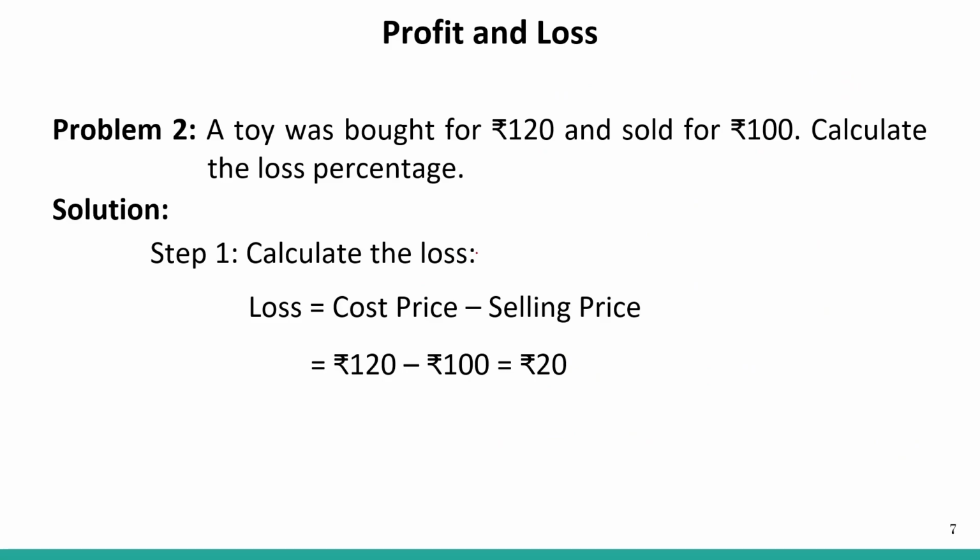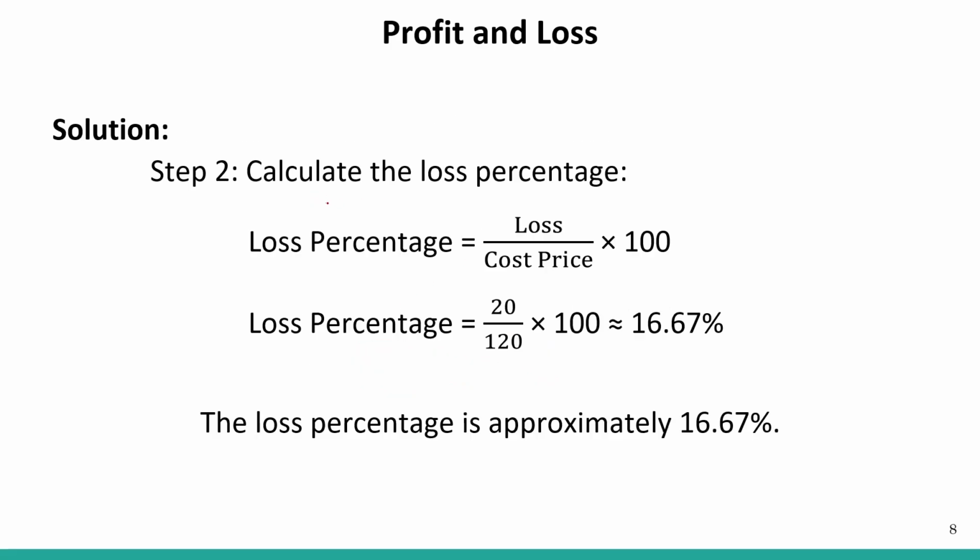Calculating the loss: loss is equal to cost price minus selling price, so 120 minus 100, which came out to be 20. Calculating the loss percentage: loss by cost price into 100, so 20 by 120 into 100, which is nothing but 16.67%. The loss percentage is approximately this much, or mathematically, 16.6 bar percent. This is a rational number, with repeating terms after the decimal.